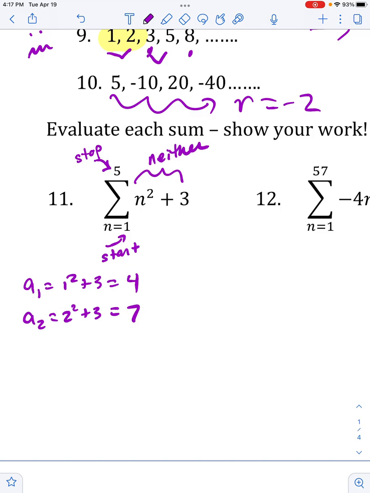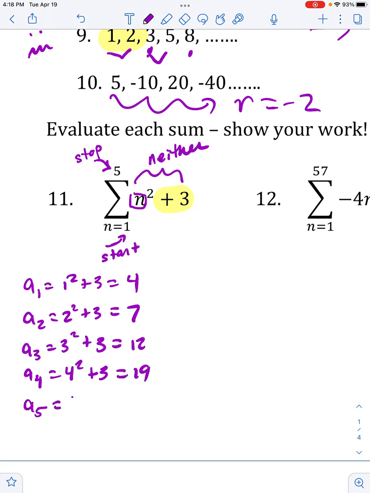Then I'm going to find my third term by plugging in that 3. So this part never changes. All I'm changing is this. And it's saying go from 1 to 5. So then 3 squared plus 3 is going to be 12. 4 is going to be 4 squared plus 3, so 19. And I stop at 5, not because I'm sick of doing it, which may also be true, but separate issue. I stop because the top number was 5.